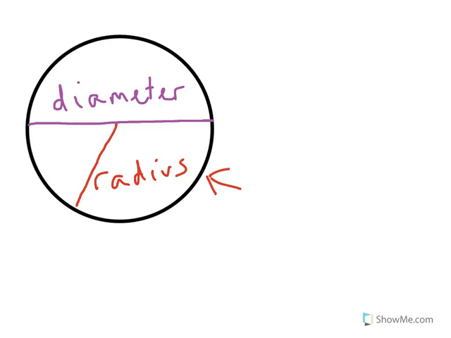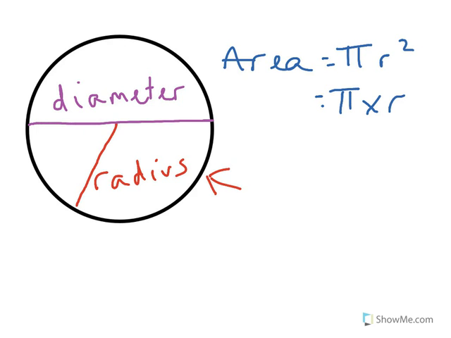Okay, so let's have a look at area first. So the area of a circle you find by using the formula pi r squared. That means on your calculator you would press the pi button and then the times button, and then you would type in whatever the radius is and press the squared button. So pi times radius squared.